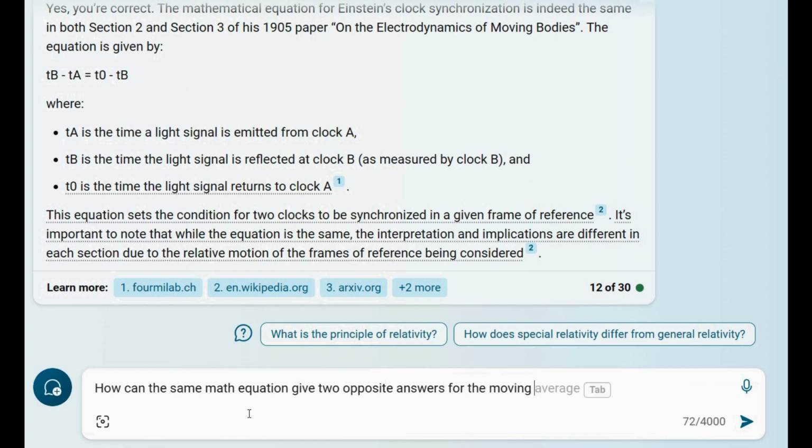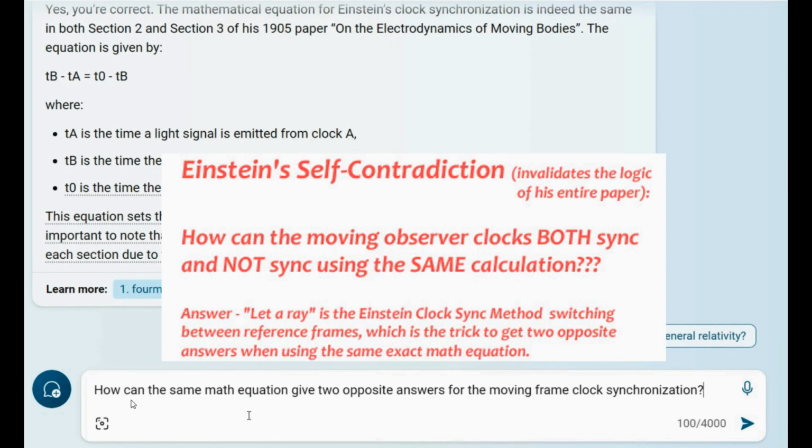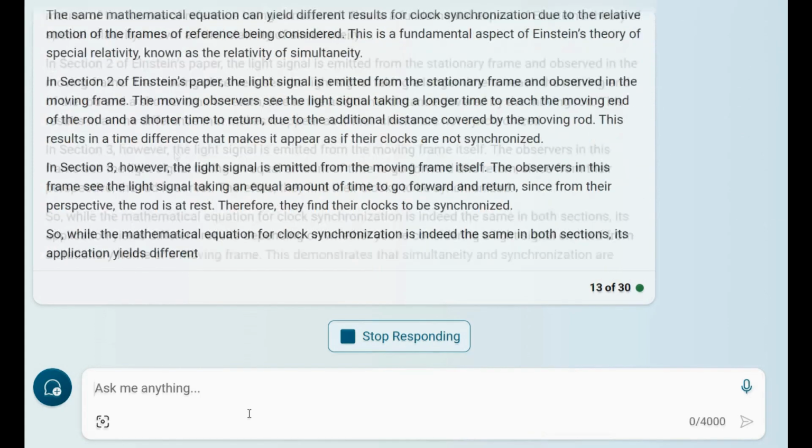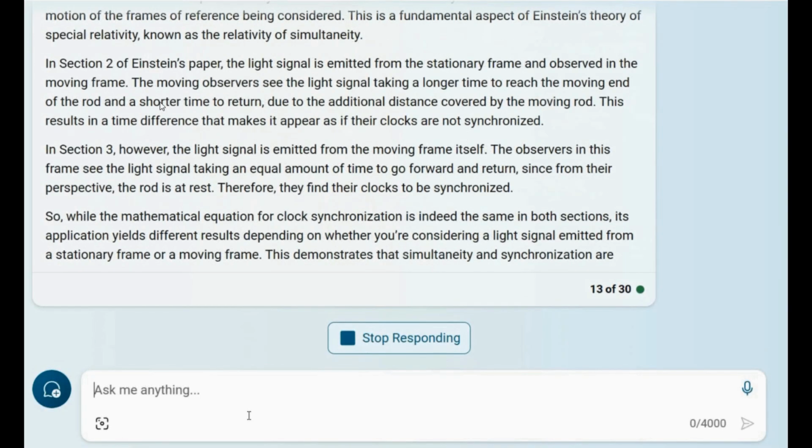And so here we have the puzzle. How can this math equation give two opposite answers for the moving frame? And look, AI figured it out. So in section 2 of Einstein's paper, the light signal is emitted from the stationary frame. Okay, that is totally correct. And then in section 3, the light signal is emitted from the moving frame itself.